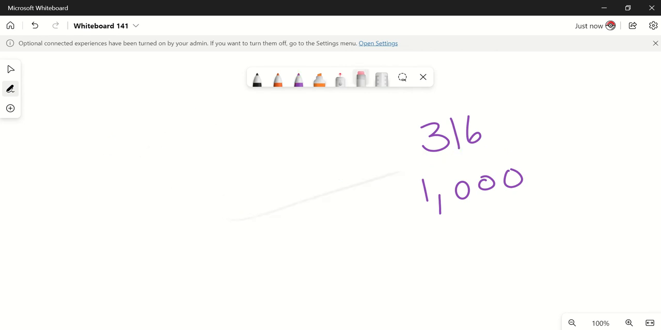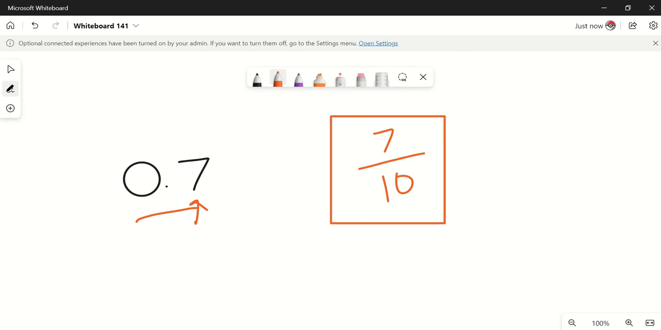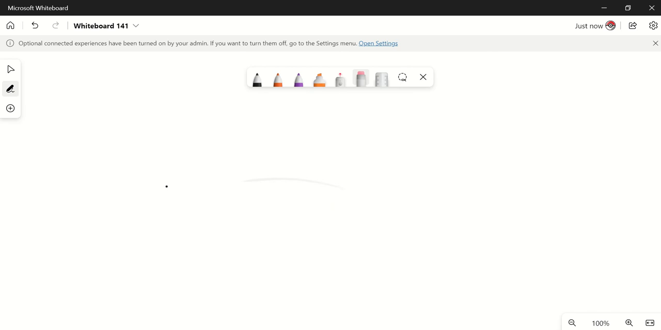Now if I pick something a little simpler, like 0.7, this is the same thing as saying 7/10 because it's in the tenths spot. This would just be 7 over 10. And this one can't be simplified because 7 and 10 don't share anything. So this would be the fraction. Now, let's focus on the words. This would be written as 7/10.